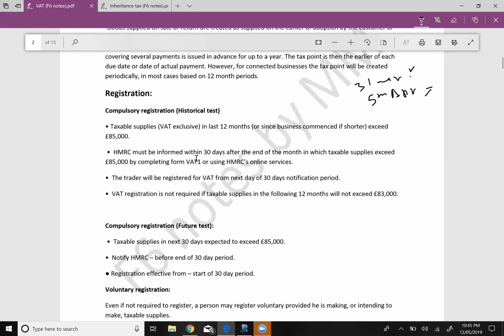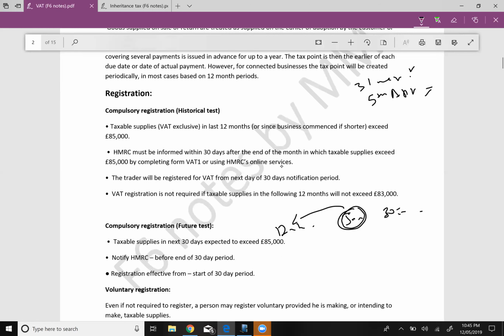It says HMRC must be informed within 30 days after the end of the month in which taxable supply exceeds £85,000, by completing Form VAT1 or using HMRC online services. So you have a time period of 30 days. Let's say I'm standing in the month of January. You have to look at the last 12 months turnover. In January, I came to know that the previous 12 months turnover has exceeded £85,000. Now you have to inform HMRC within 30 days.